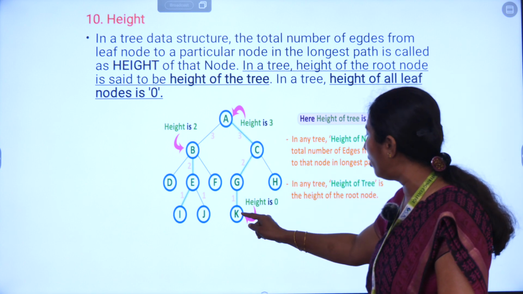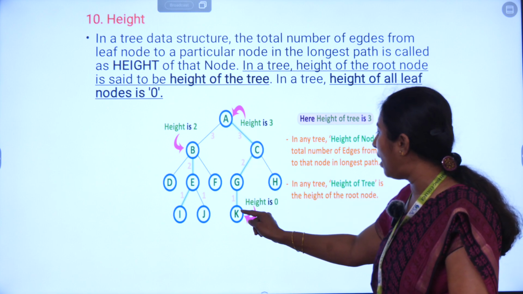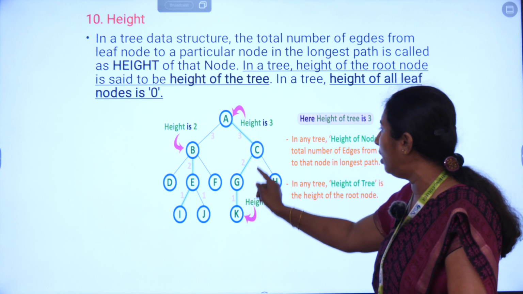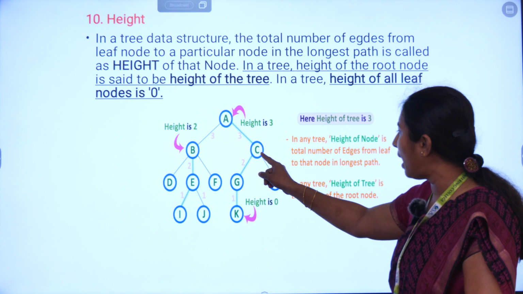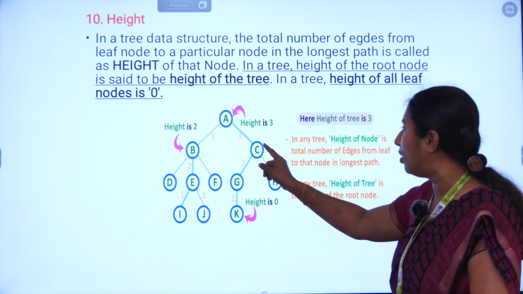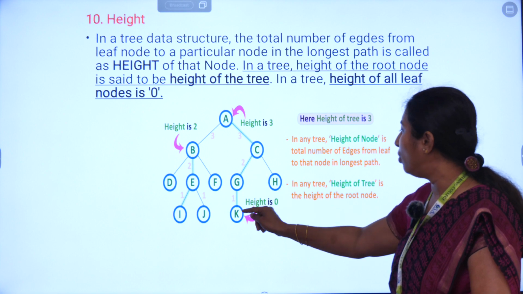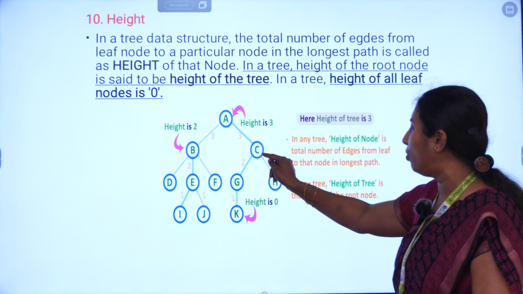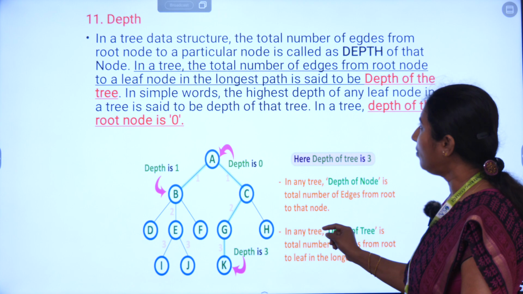From the leaf node, if you go up to reach the root node, it can have 1, 2 and 3 edges. This is the height of the root node, that is your A. If you want to calculate the height of your node C, it is 1, 2. The edges are what we calculate. So from the leaf node to the particular node, that is the height of the tree.